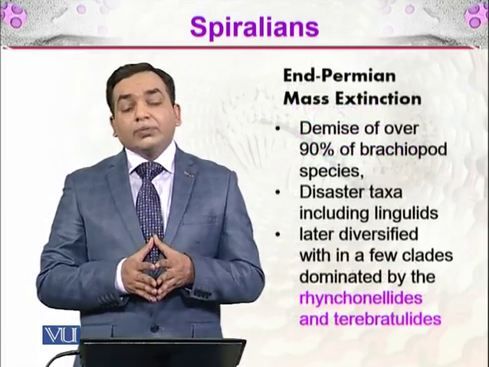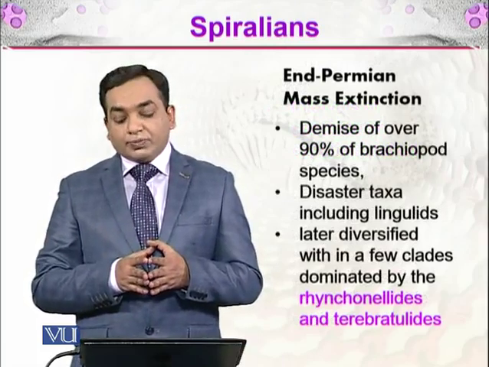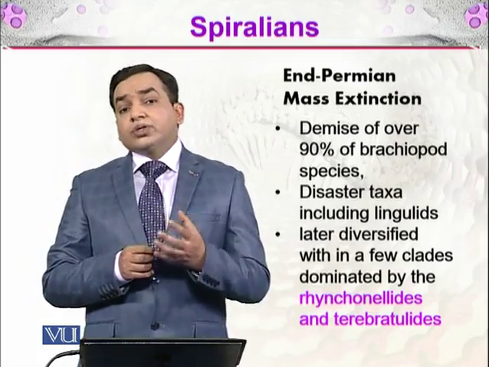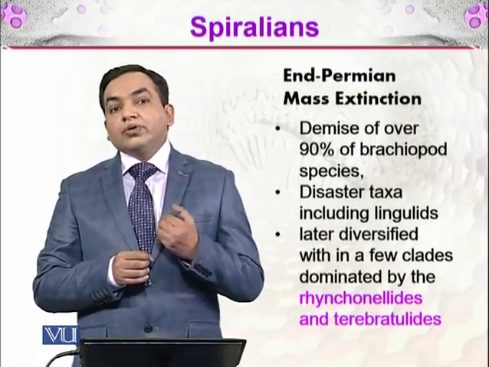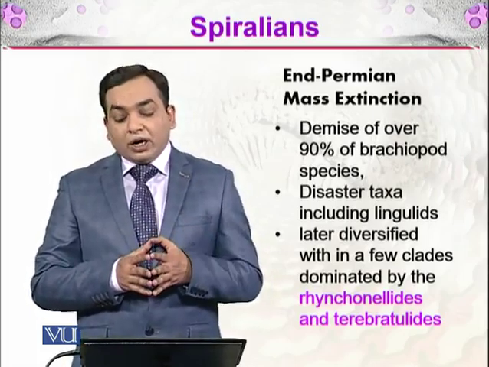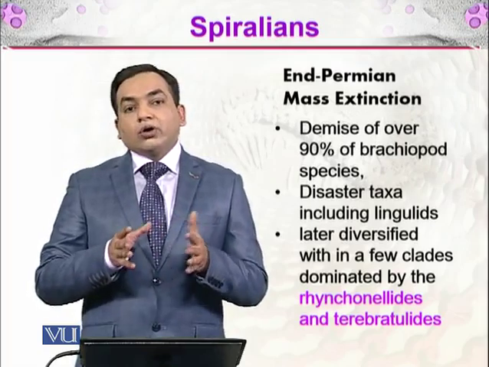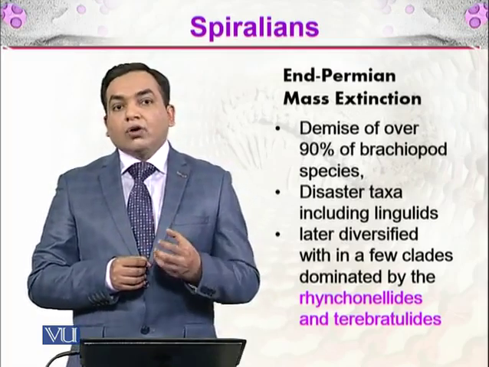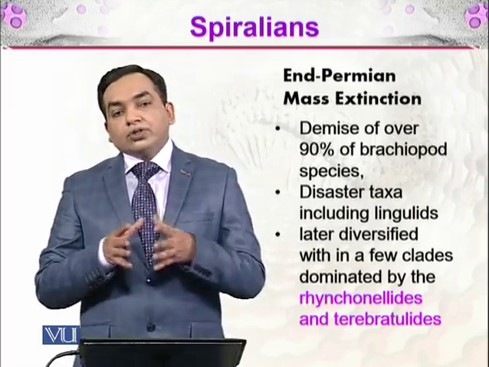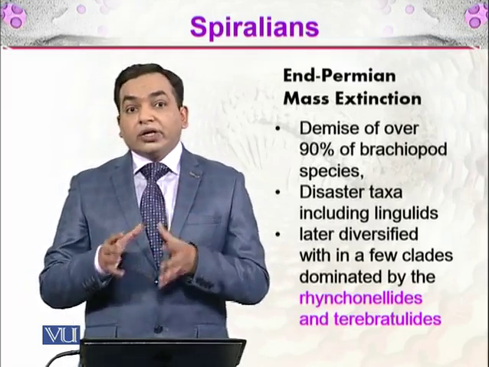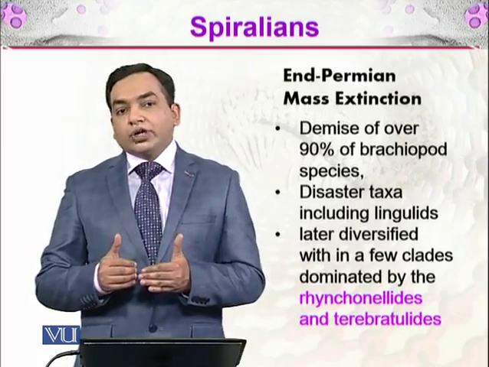And then comes the end Permian mass extinction. It resulted in the demise of over 90% of brachiopod species. If 90% of species are wiped out, that results in some disaster taxa. We have discussed disaster taxa. Disaster taxa are the organisms which evolve or are able to take place after a major mass extinction. These disaster taxa are just opportunists. They take the opportunity and they flourish. And after that, a more stable form of taxa takes their place.